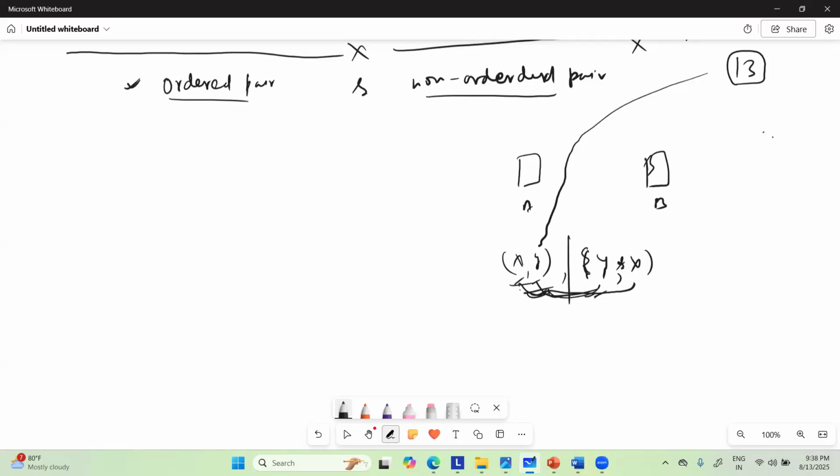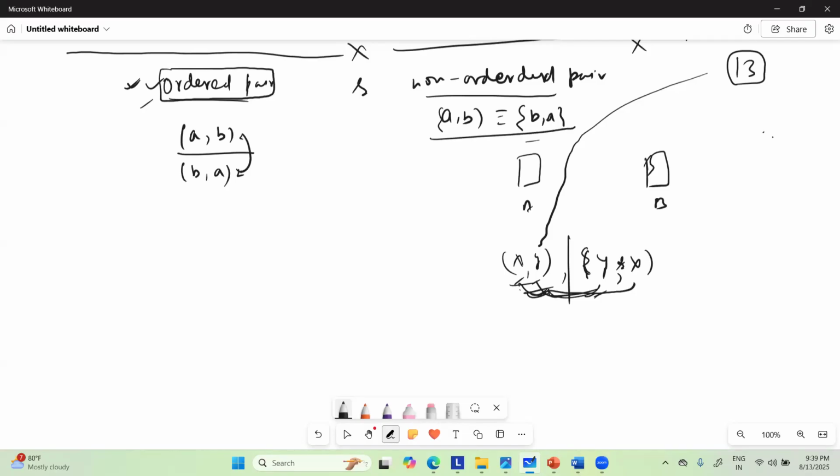Okay. So yes, let's say if something is written like A and B and B and A, and if these two are different in any case, it will be called an ordered pair. So ordered pair is where order is important, and when AB is equal to BA, in such a situation this will be called a non-ordered pair. Okay, so let's take another example.